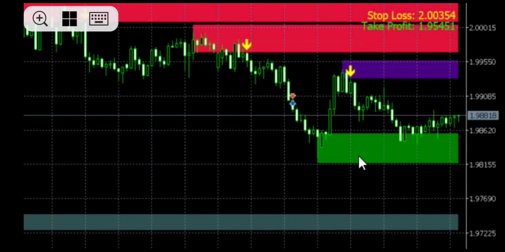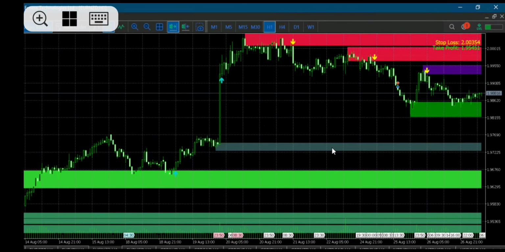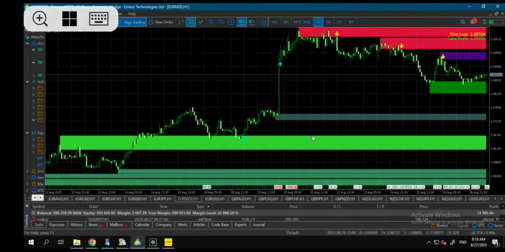So for the next entry, let's say we still want to look for an entry here, we will wait for what? For a new zone to be formed. Either price comes to retest this zone, or a new zone is formed around here. If a new zone is formed around here, we just need price to give us a confirmation for the sell, and then we'll continue selling. We don't want to fight against the trend. So that is how to properly use the indicator.